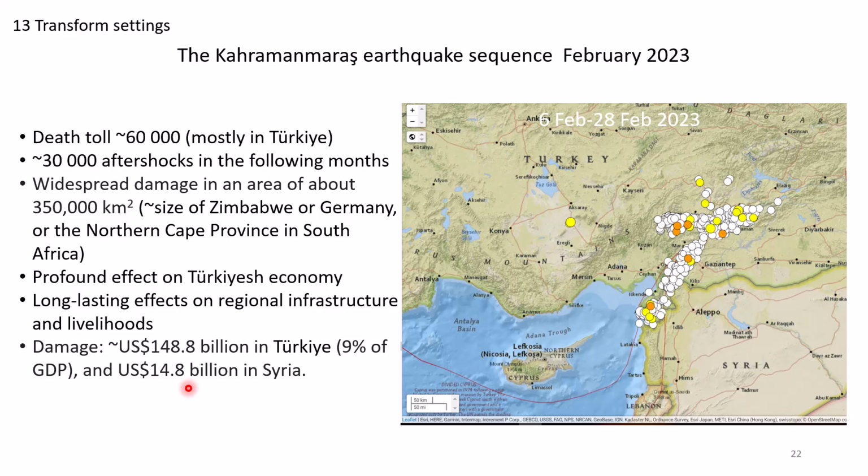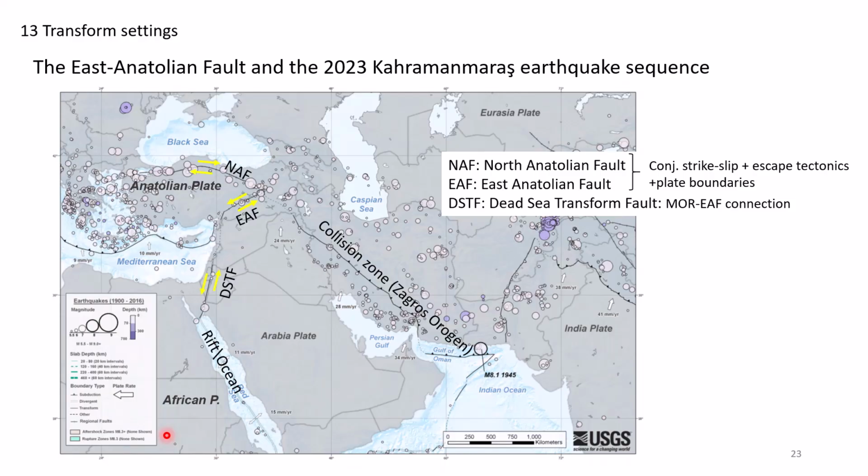In financial terms, the estimated damage is almost 150 billion US dollars, which is about 9% of Turkey's GDP. And in Syria, the damage was smaller, about 15 billion US dollars. But of course, Syria already was in a political crisis at the time and has a much weaker economy than Turkey. So also for Syria, this was a very major blow. Let's find out what actually happened.